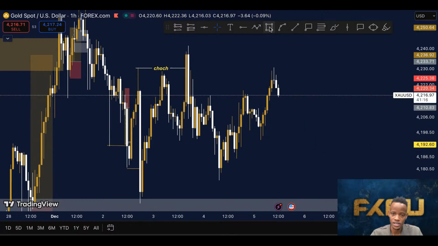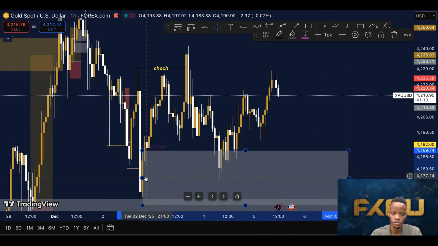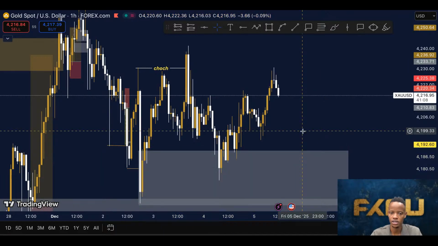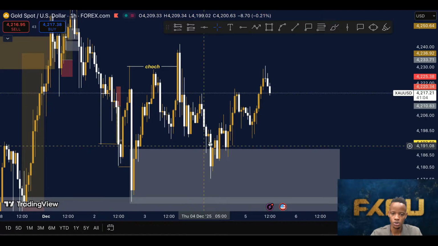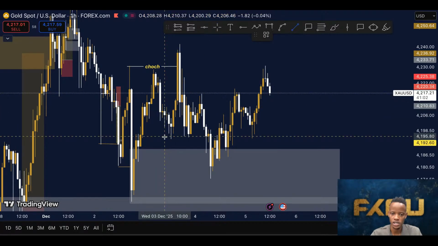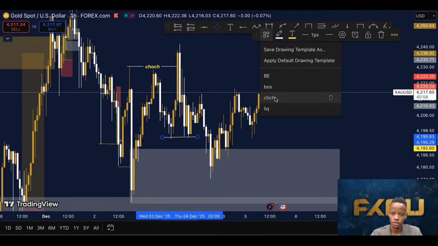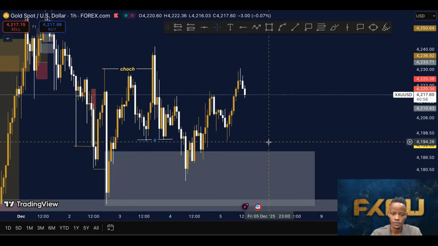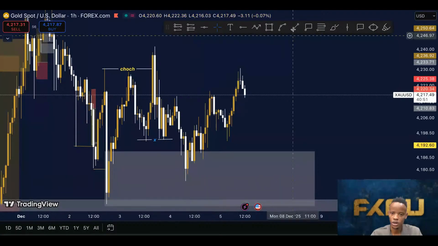So price gave us that change in character and left out this footprint called the demand zone, order block, whatever you can call it, support. Price is beginning to go down, collects liquidity. This was yesterday's move actually. Price collects liquidity, taps into our demand zone, and now it's starting to go up.